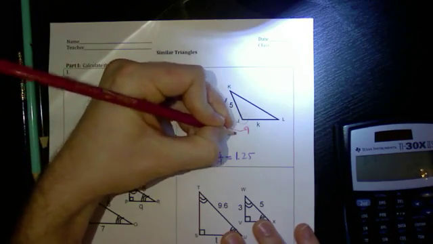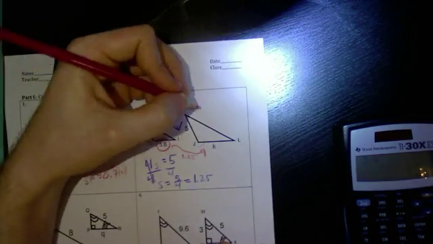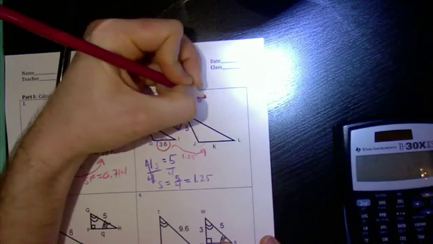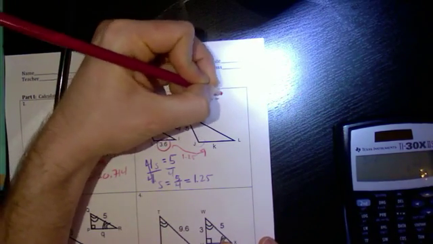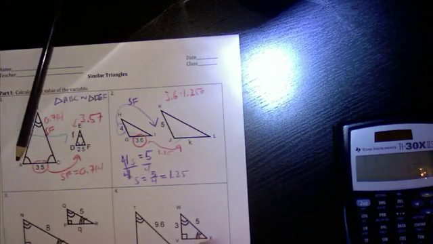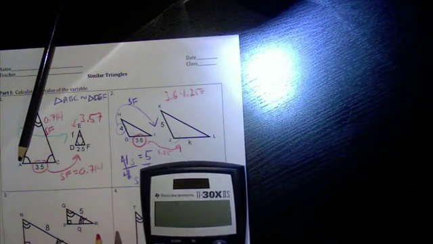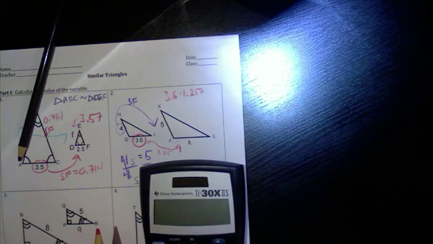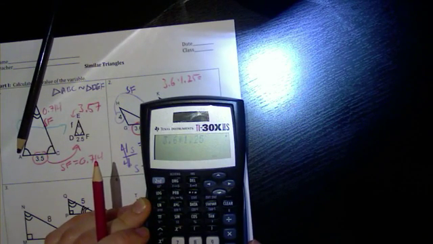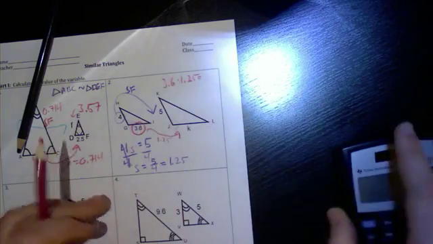So 1.25 is the scale factor. So then I'll just write 3.6 times 1.25, and that gets me my missing side K. 3.6 times 1.25, I don't see that coming up too well in there. That gets me 4.5 right over here.